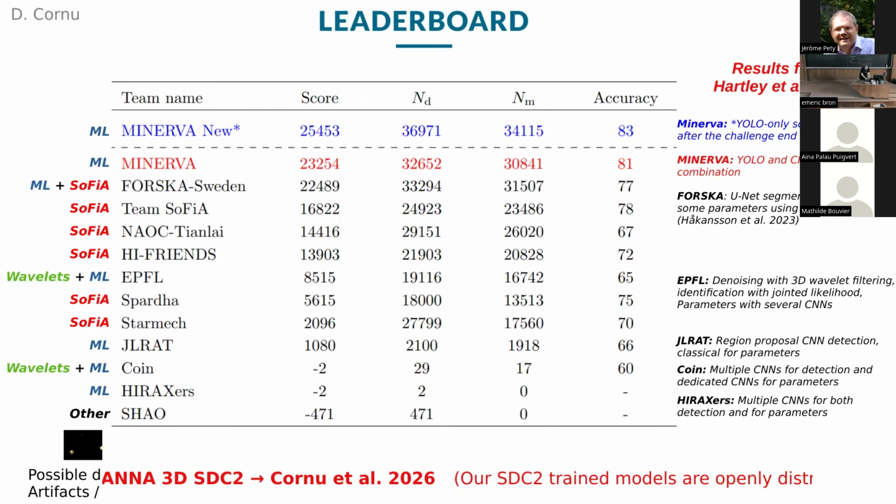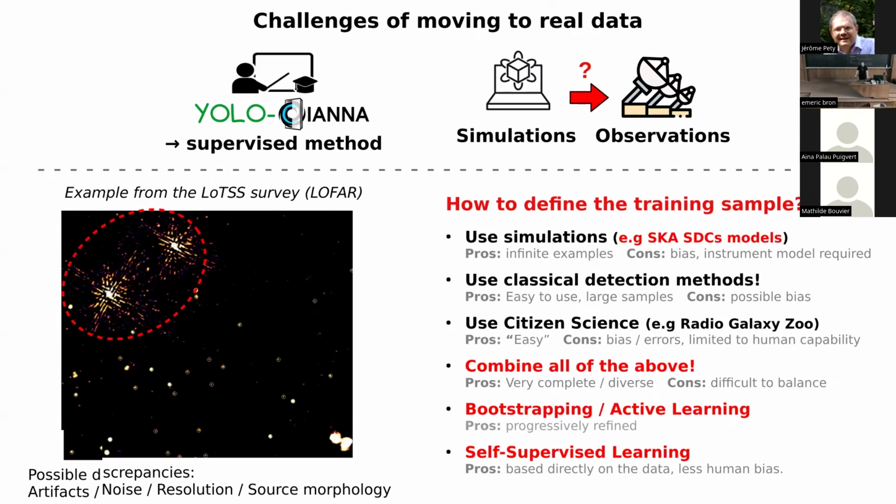Okay, so this is great, but all of this was about simulated data. What can we do about real observations? Because of course, simulations are not realistic enough, especially regarding some artifacts that we observe in the data. So those are typically deconvolution residuals here. And there is a strong domain shift from the simulation to the observation. So how do we train our method on real observations?